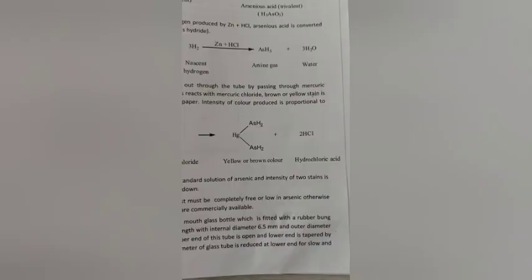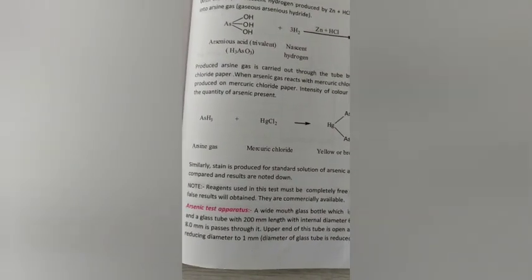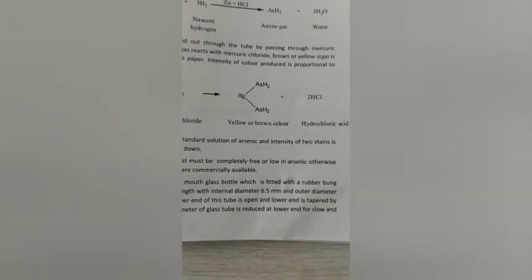And this arsine gas is carried through the tube, passing through the mercury chloride paper, as we had arranged the paper between the rubber corks. Now when this gas reacts with the mercury chloride, a brown or yellow stain is produced on that paper. This color intensity is proportional to the quantity of arsenic present. Finally, we check the intensity of color of the sample and the standard, and for the test to pass, the sample intensity should be lower than the standard.